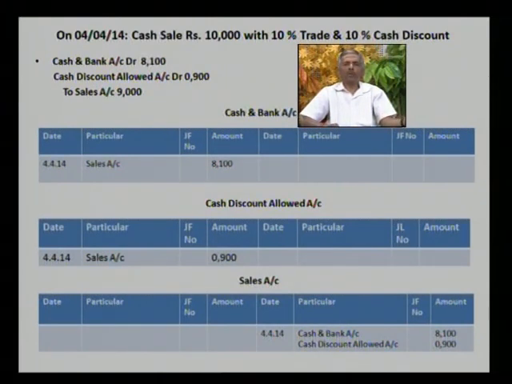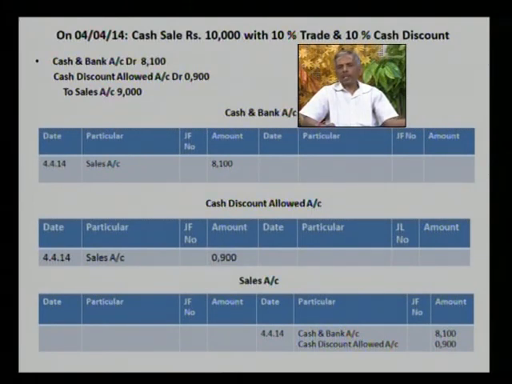Now let us learn how to post to the respective accounts. First one, we have debited the cash and bank account worth rupees 8,100. So first one, we have to debit the cash and bank account. We have to mention the date. We have to mention the name of the counter account. In this example it will be the sales account, and we have to mention the amount in the respective amount column, that is 8,100. Now again we have to debit the cash discount allowed.